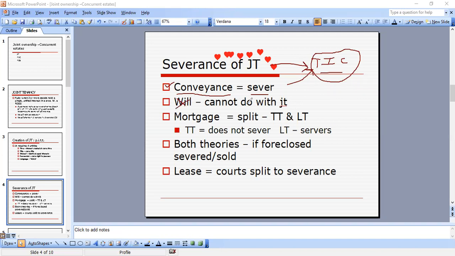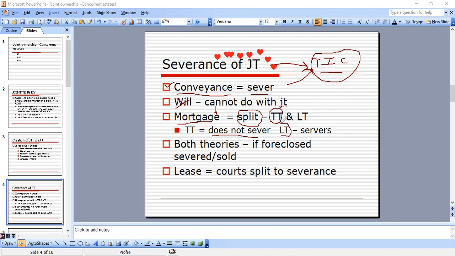Okay. A mortgage is split. You have to know the split here for the mortgage. So let's just say one JT decides to mortgage their portion. Okay, if it's a title theory, and if it doesn't state this, you have to write both on your essay, but if it's a title theory, it does not sever the JT.